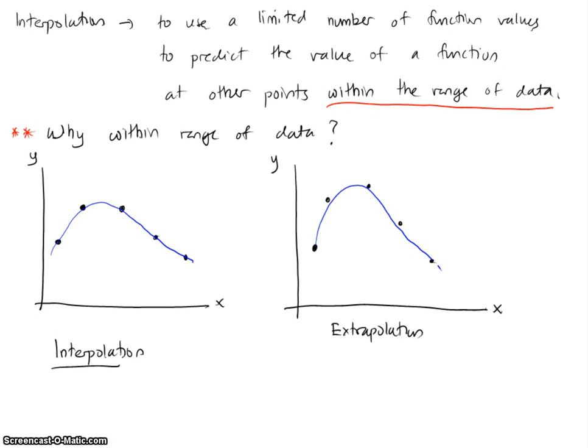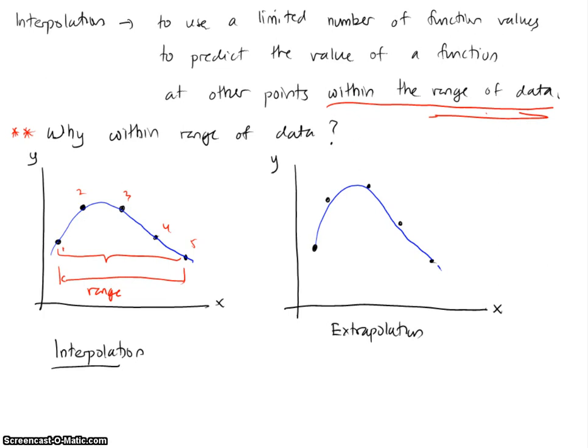Now I've underlined this phrase here, within the range of data, because that definition is important to how we define interpolation. Let's say you're given this set of data points here. You have 0.1, 0.2, 0.3, 0.4, 0.5. You have 5 data points, and the blue line represents your actual curve. Now the range of data points that we refer to here refers to these 5 points that we have.